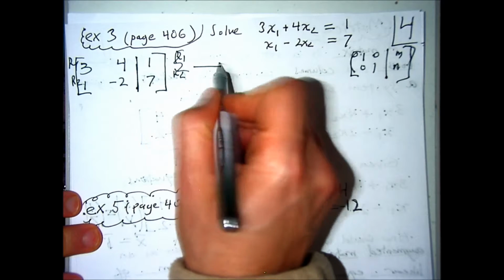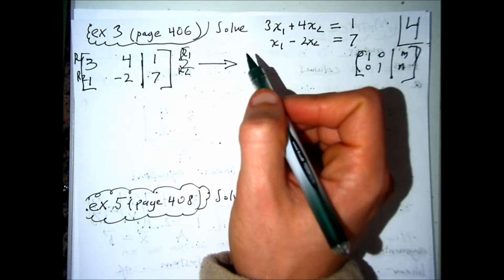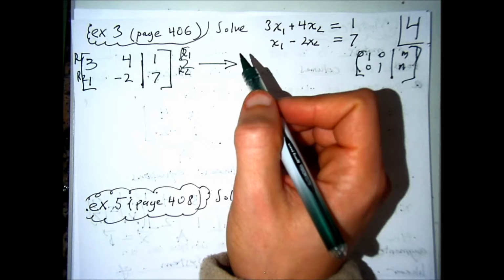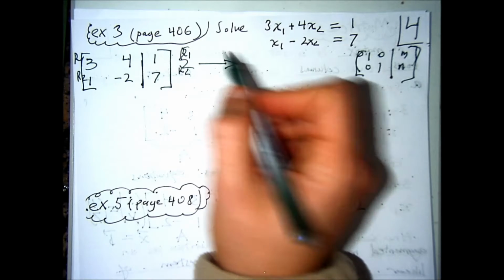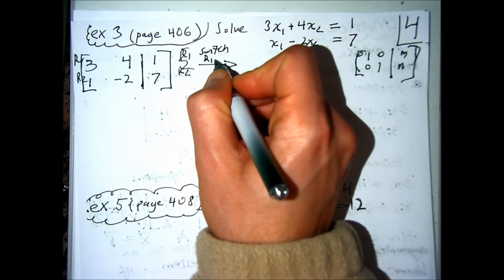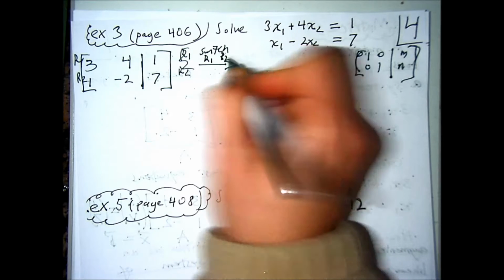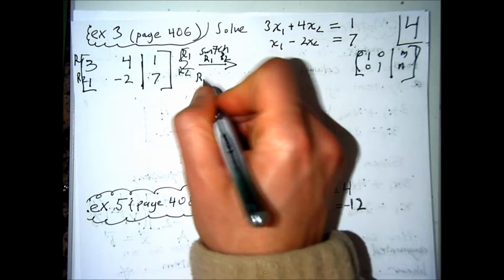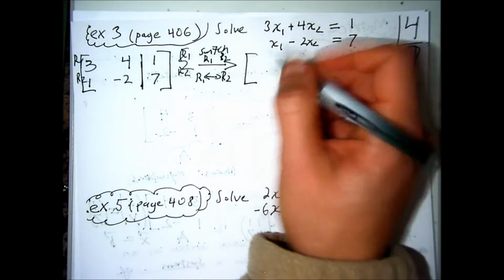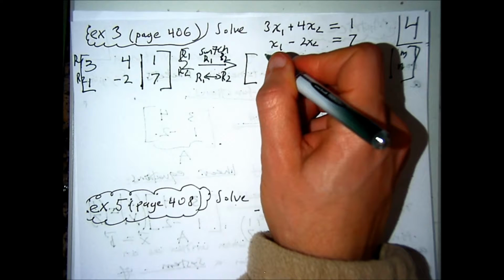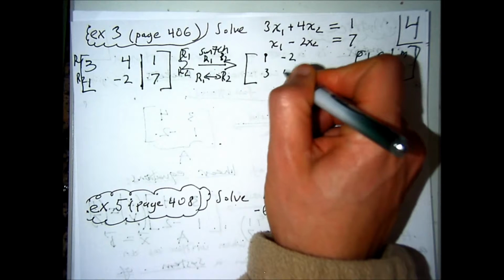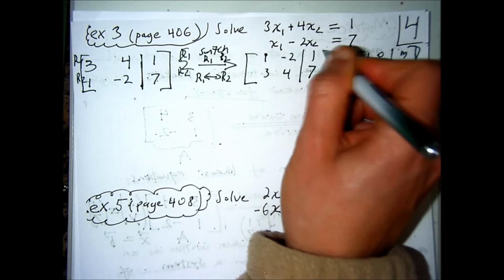So first thing we'll do is we'll switch row 1 and row 2. And they write it like this. Row 1 switches with row 2. So now we have 1, negative 2, 3, 4, vertical bar 1, 7.